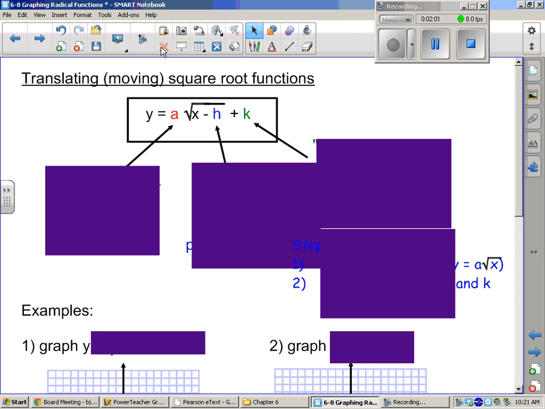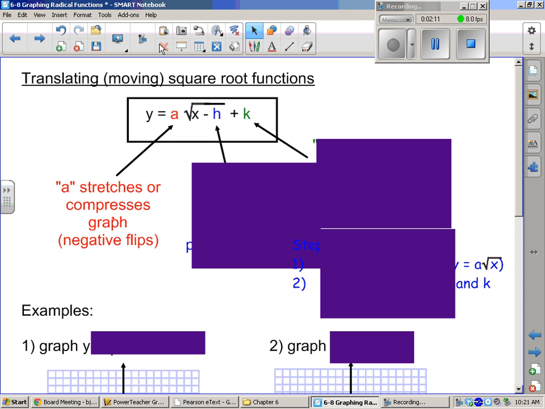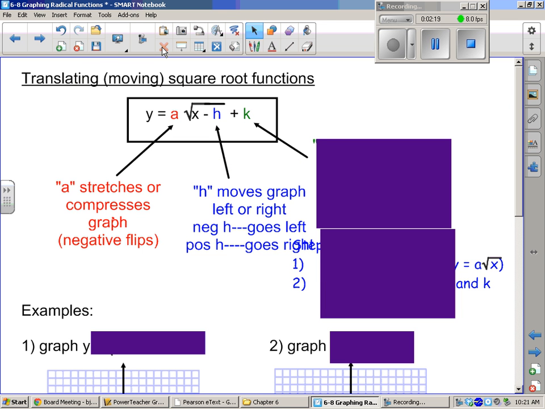All right, this information here is a lot like what we did with parabolas. Some of the same things occur. For instance, the A in the front will stretch or compress the graph. And remember, if it's a negative, it'll flip it over. The H under the radical is going to move it right or left. And remember, it's opposite of what you think. The negative h goes left, but if it's a negative h, it'll actually be a plus sign. So you've got to think, plus sign goes left, minus sign goes right.